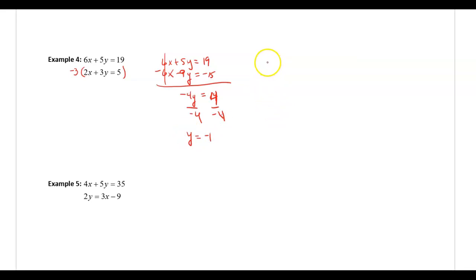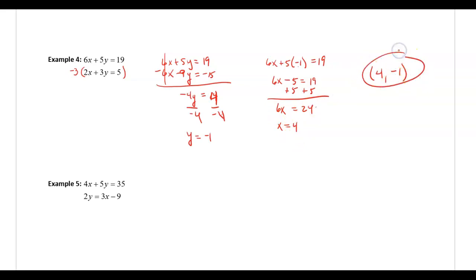If I know y is negative 1, I know 6x plus 5 times negative 1 should equal 19. So 6x minus 5 equals 19. I'm going to add 5 to both sides and get 6x equals 24. Divide by 6, x is equal to 4. Ordered pair solution, 4, negative 1.